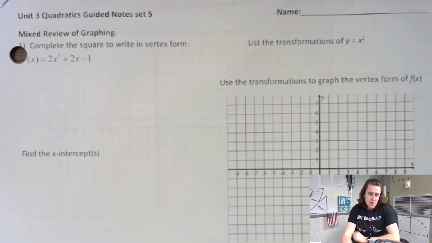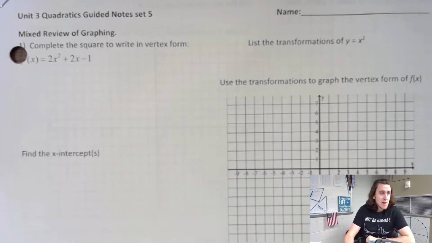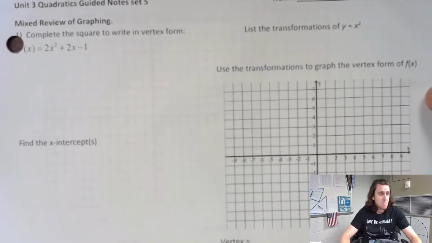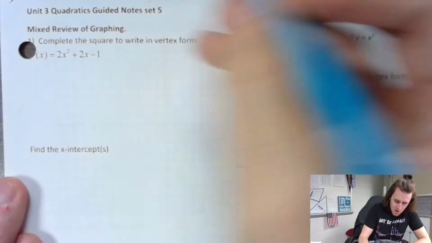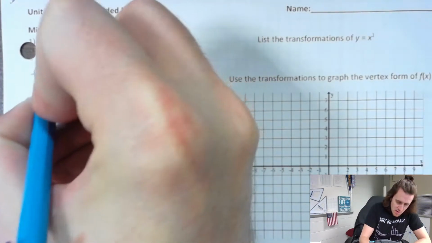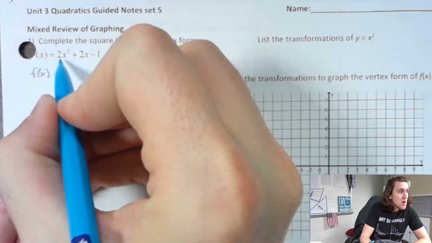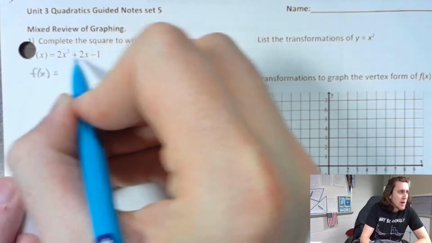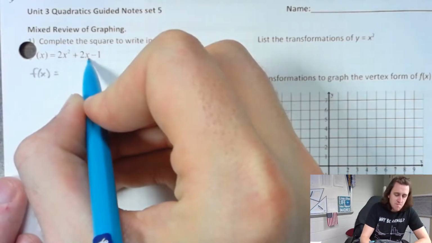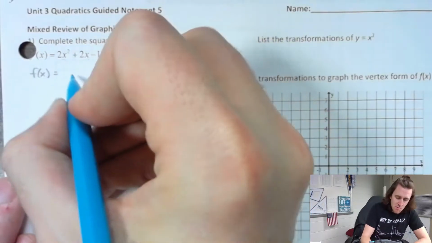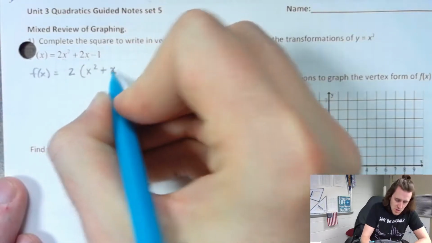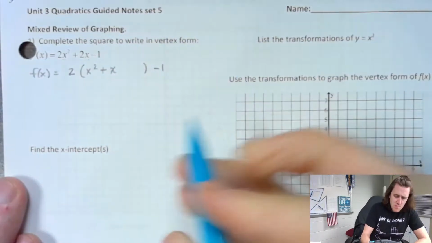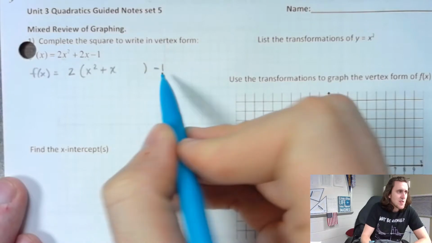Number one, they ask us to complete the square to write the problem in vertex form. So when we complete the square, our objective is to take out whatever number's in front of the x squared from the first two terms. So we're taking 2 out of both of these, which actually works out pretty nicely, like so. And that -1 is just going to chill in at the end.